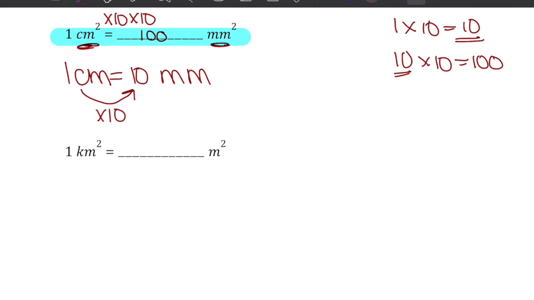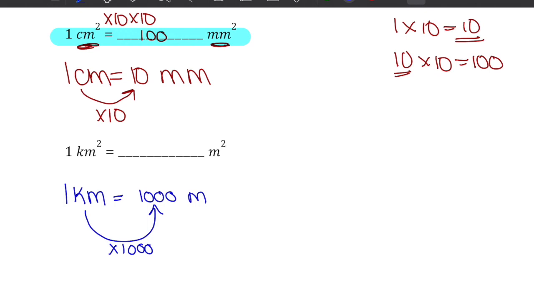All right, let's try that with another question. Let's try to convert from square kilometers to square meters. Let me find the fact that relates kilometers to meters, and that is 1 kilometer is equal to 1,000 meters. How do I get from kilometers to meters? I multiply by 1,000. Note that it won't always be multiplication. Sometimes it'll be division, but it's either or, okay?